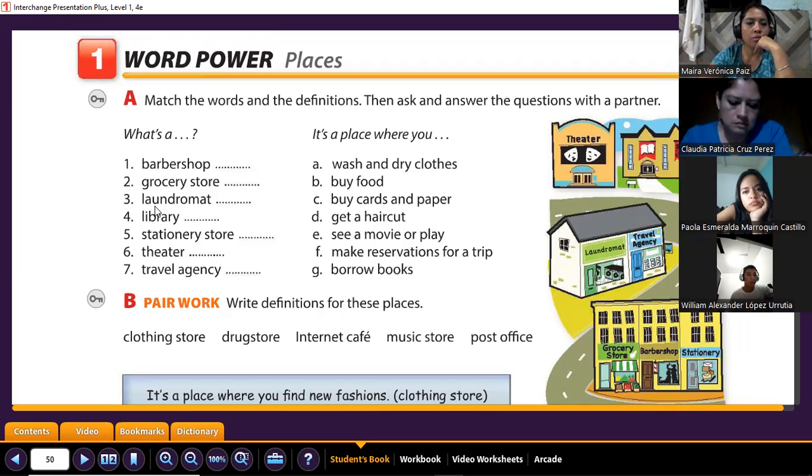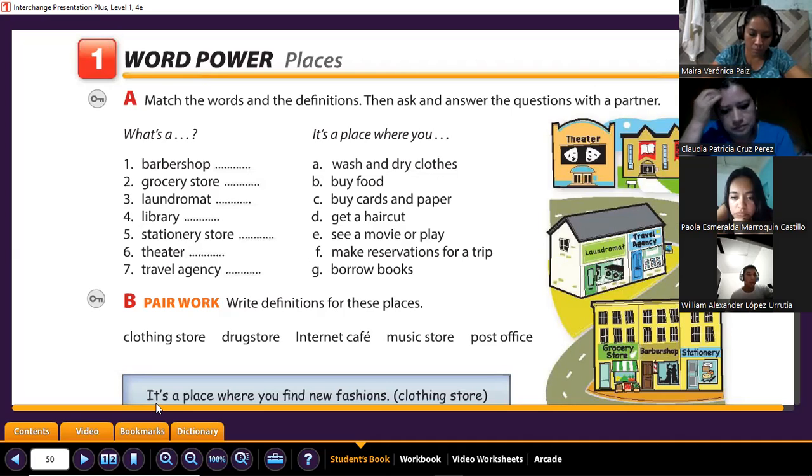To begin, we have some places. Look: barber shop, grocery store, laundromat, library, stationery store, theater, and travel agency, right? And look at the picture here: the theater, the library, the travel agency, the laundromat, the grocery store, the barber shop, and the stationery store, right? La tienda, yes, stationery store.